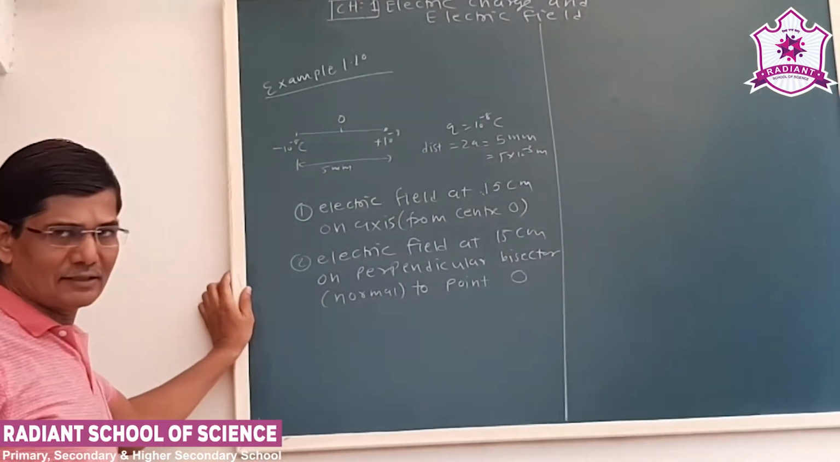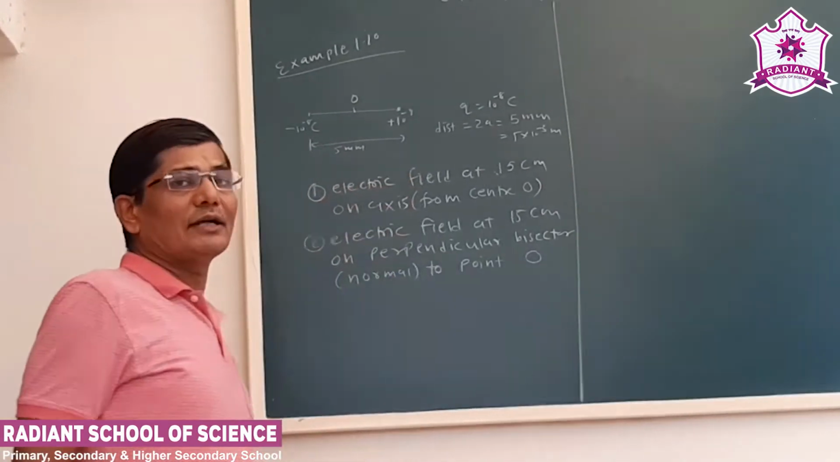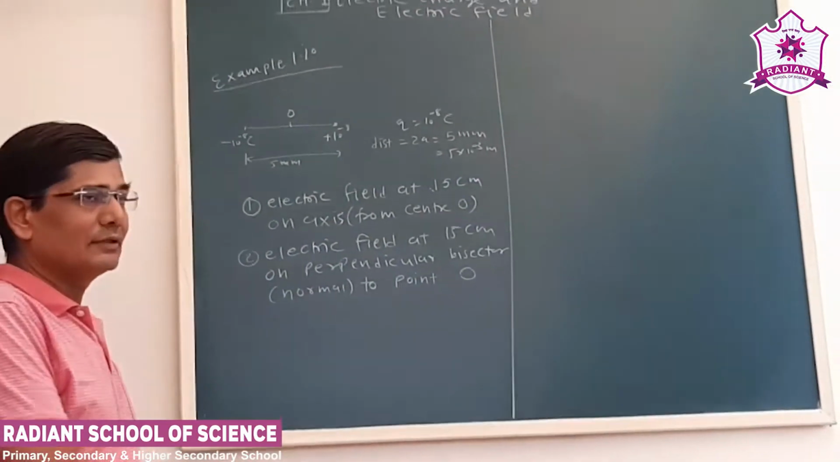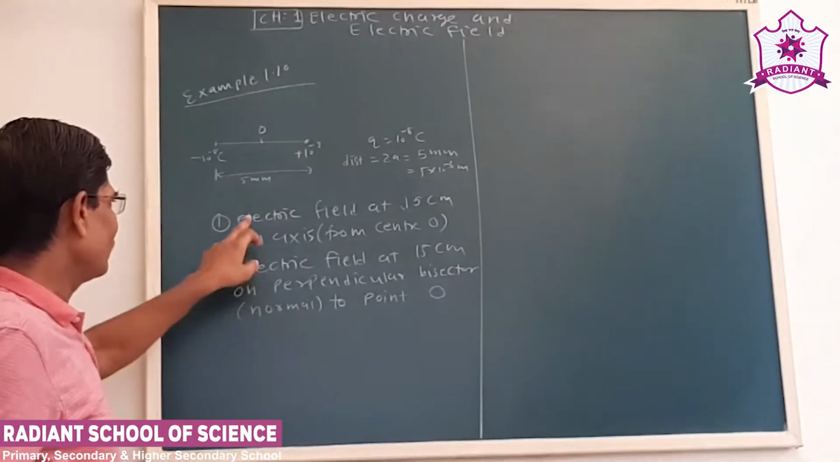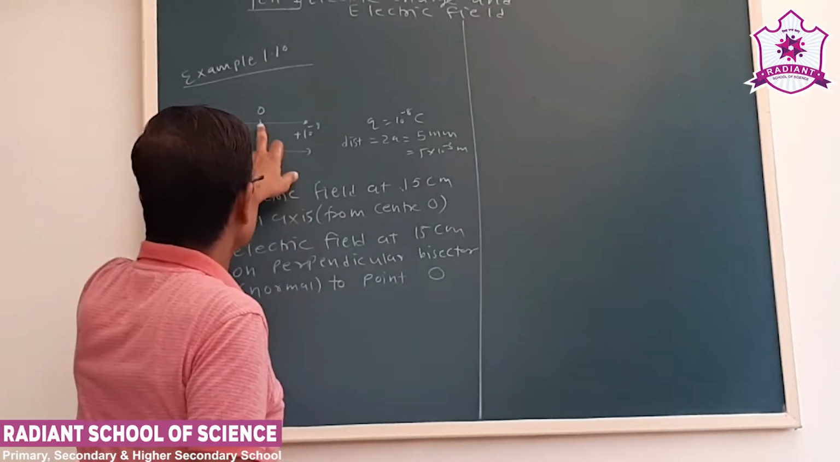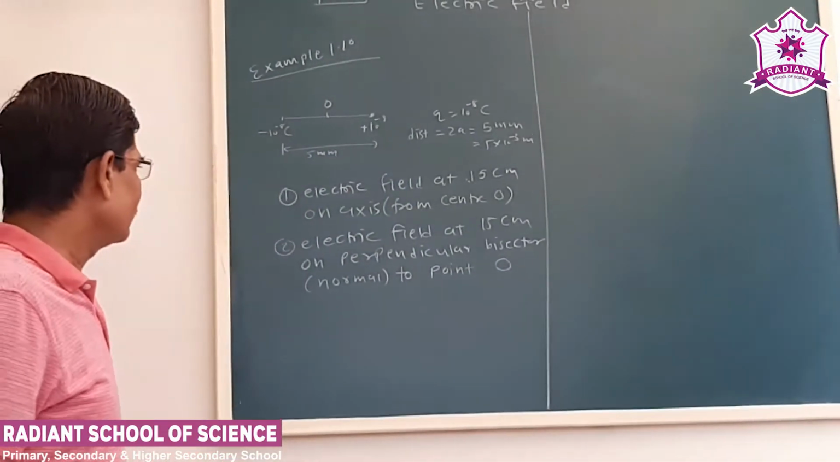8 coulomb. That is, we can say, a dipole. Now O is the center of the dipole. See, the distance between the two charges, that we can say 2a, is 5 mm. Now the question says that we have to find out the electric field at 15 centimeter on axis from the center O. O is the center, the midpoint of the dipole.